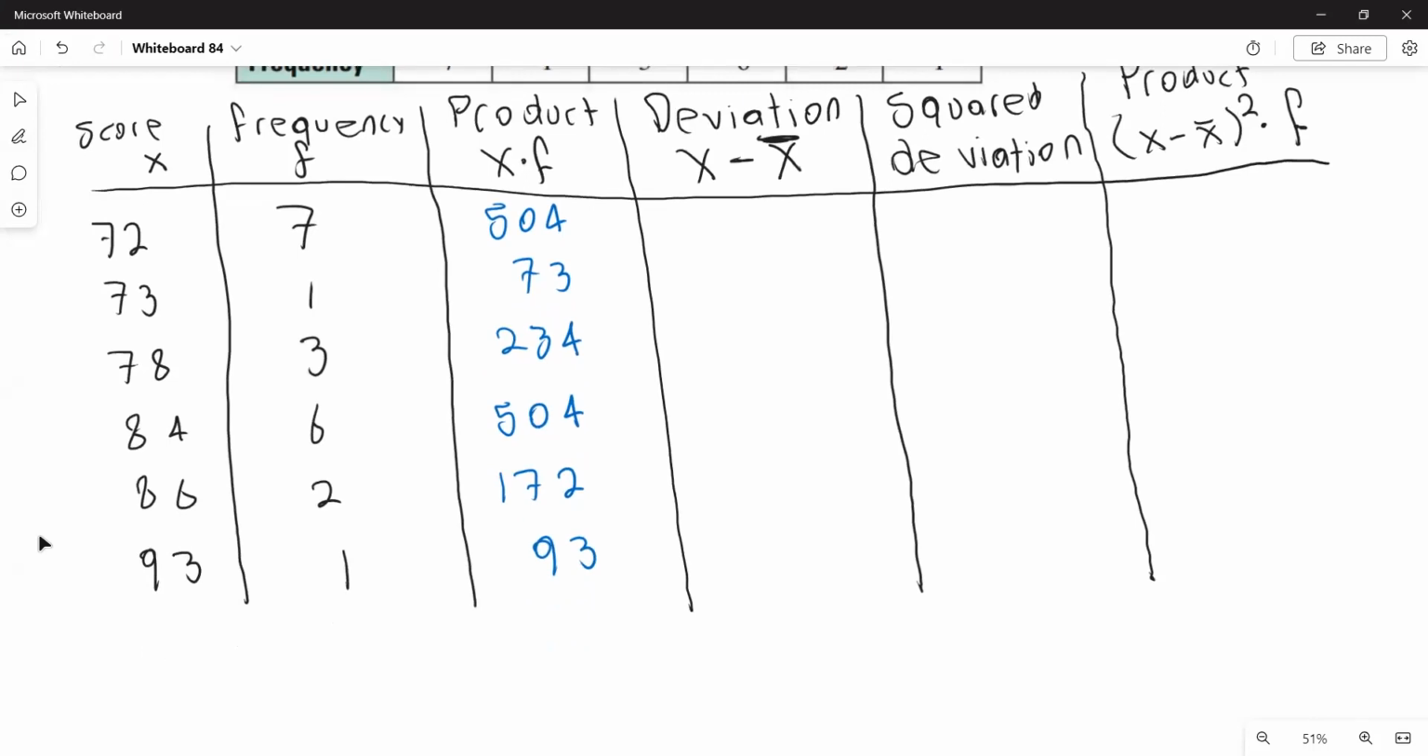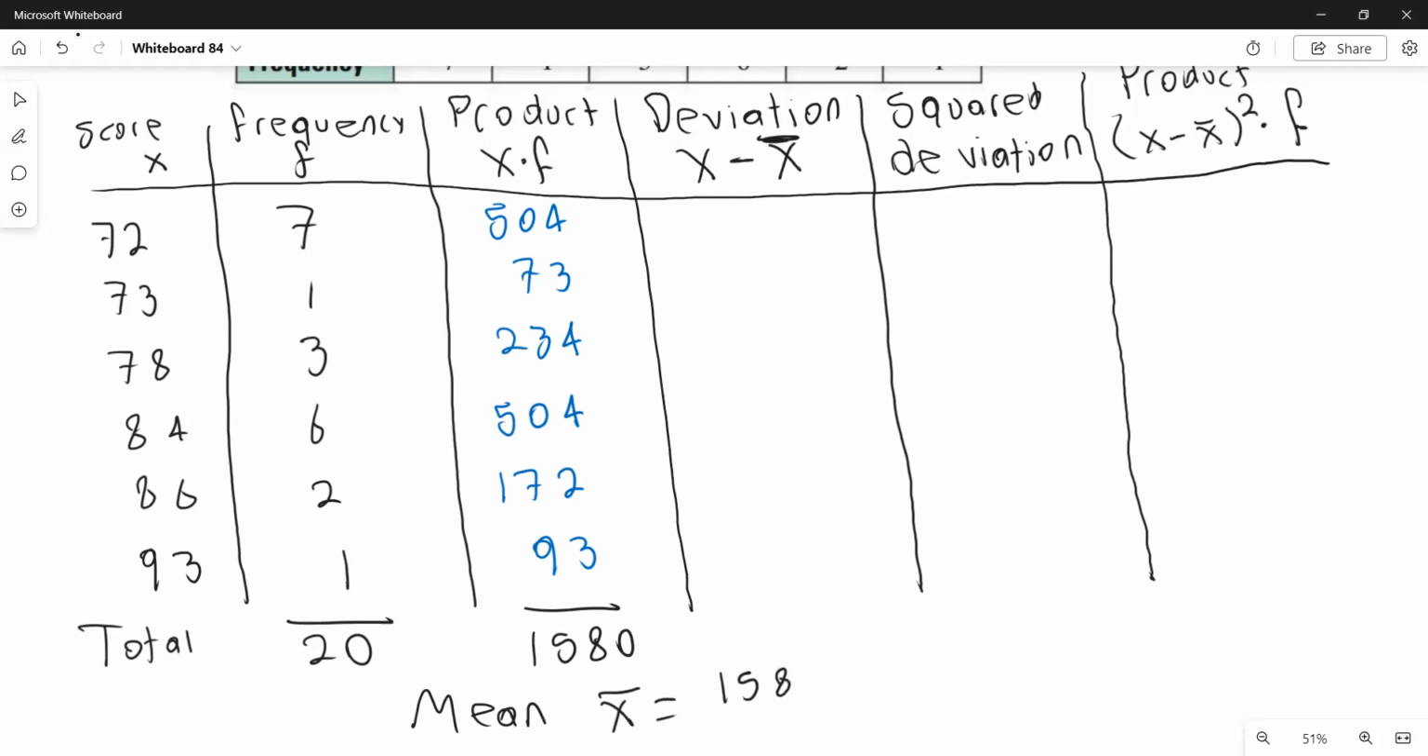Okay, so to find the mean, it's important to divide. The sum of the frequencies is 20, and the sum of the products is 1,580. So now we can find the mean. The mean, denoted X bar, is 1,580 over 20. And that is 79.